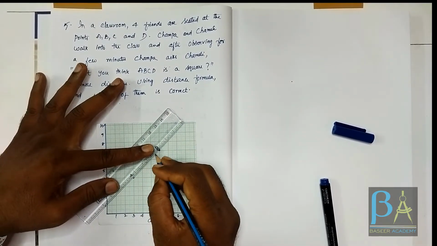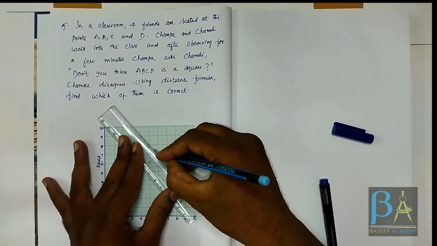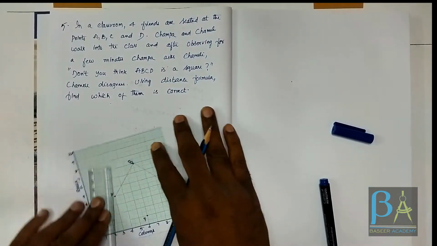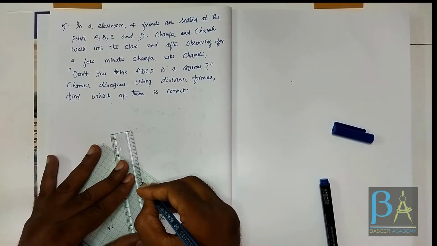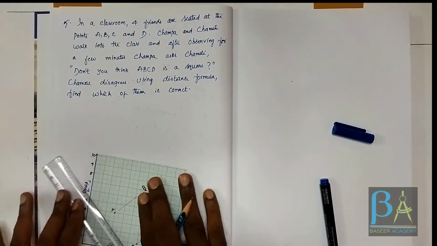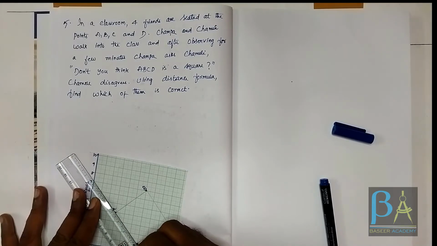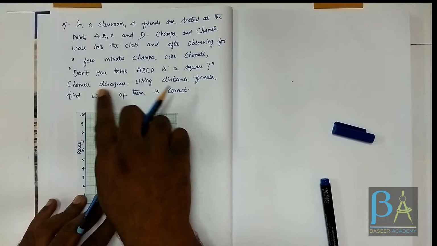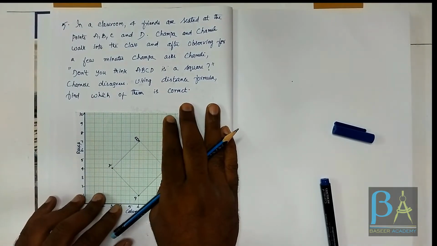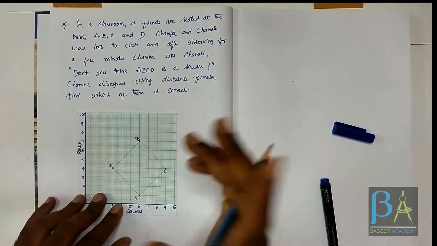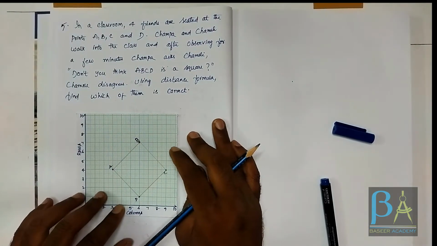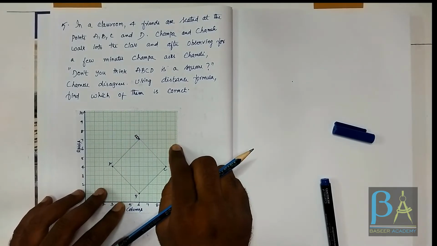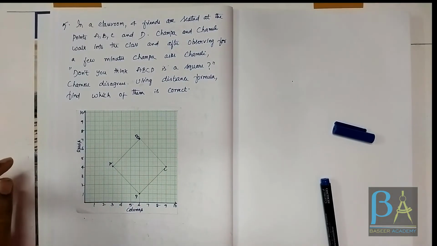Let's try to join these points A, B, C and D. If we join them, Champa feels that we should end up getting a square. But then Chameli disagrees. She has a different opinion. She thinks that no, when you join A, B, C and D, we will not get a square. Now what are we supposed to do? We are supposed to use the distance formula and find out who is correct.